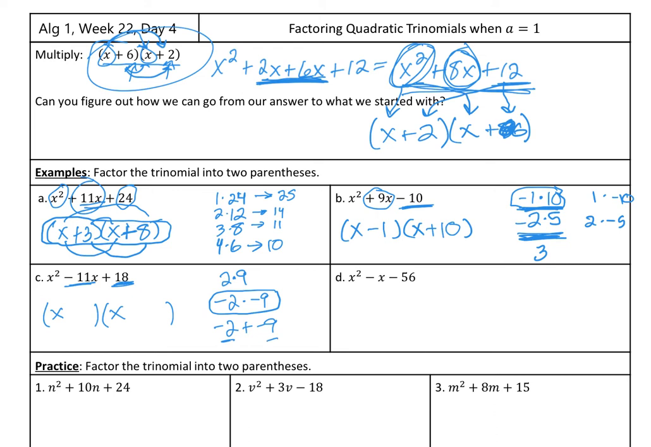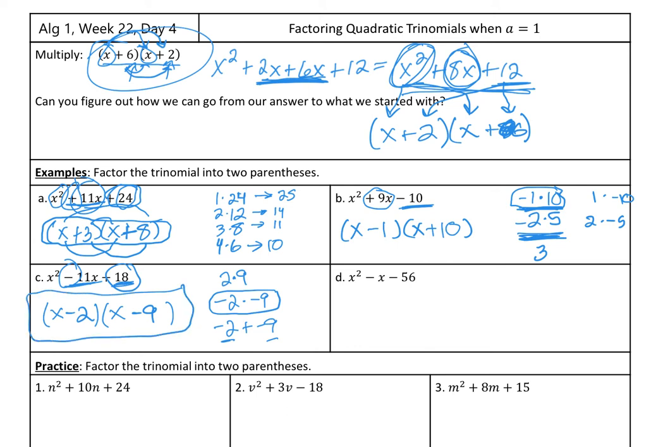So when you see that the last number is positive, like on A and C, that means the two numbers you're looking for have to either both be positive, because a positive times a positive is a positive, or they have to both be negative. And the way we decide depends on the sign of the middle term. Okay, so this is going to be x minus 2 and x minus 9, or it could be written the other way, and that's fine.